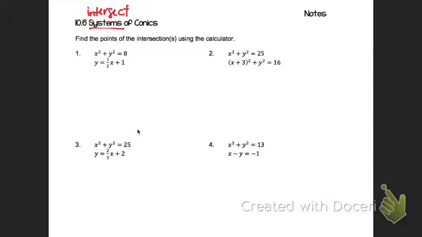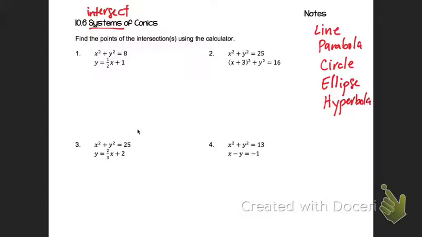So things that we could graph or find the points of intersection from can be a line, a parabola, a circle, an ellipse, or a hyperbola. So these are the things that I could ask you to find the intersection between, like 2 of the 5 choices. These are all the options.